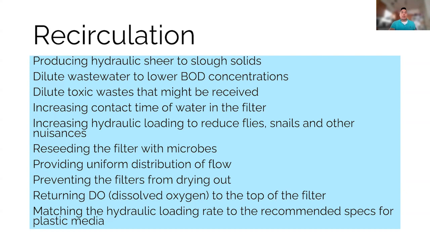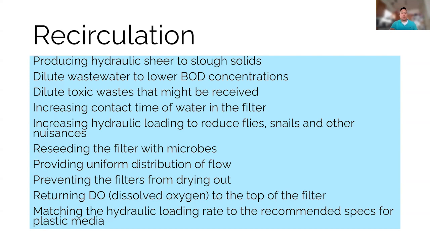So it produces hydraulic shear to slough solids. It can dilute the wastewater to lower our BOD concentrations. It can dilute toxic waste that might be received into the trickling filters. By decreasing your recirculation, you can increase the contact time of water in the filter. By increasing, you can increase hydraulic loading to reduce pests in your wastewater.